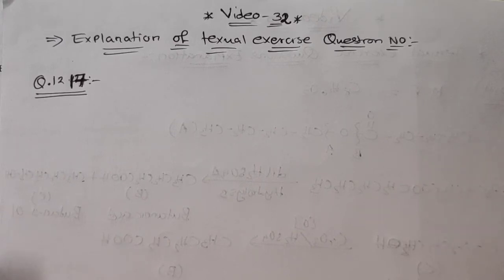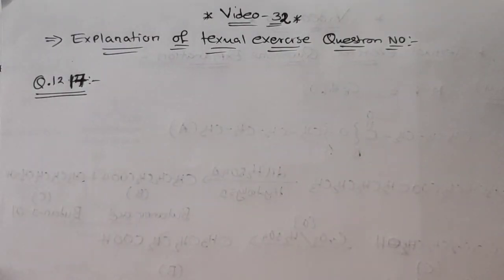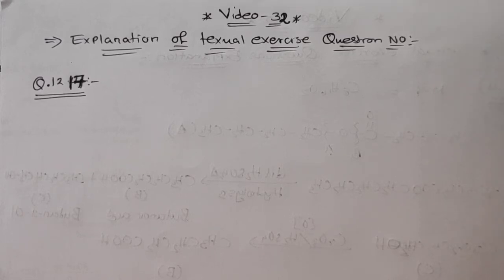Today in video 32 we are going to discuss question 12.17 of your textual exercise. What we say in that: complete each synthesis by giving the missing starting material, reagents or products. Now this question can be asked as a complete the reaction for 4 marks also. So we are going to study 12.17.